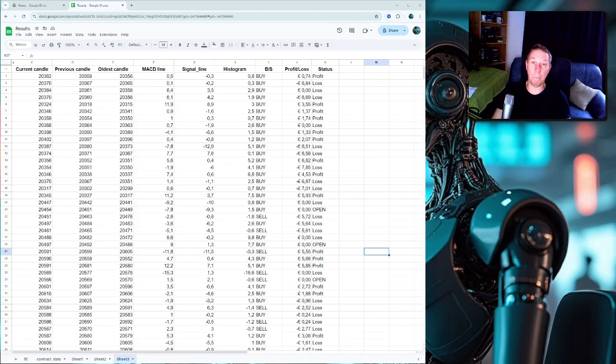The current candle, previous candle, the oldest candle, the MACD line, the signal line, and the histogram. The other 3 are results of the bot. Like, was it a buy or a sell? You see a lot of buys in top. Was it a profit or loss? And money, how much money did I lose or win? And the actual status of, was it a profit or was it a loss?